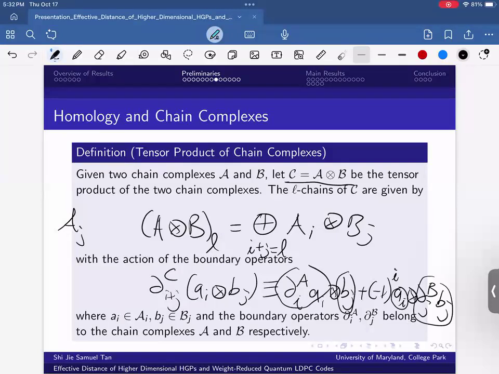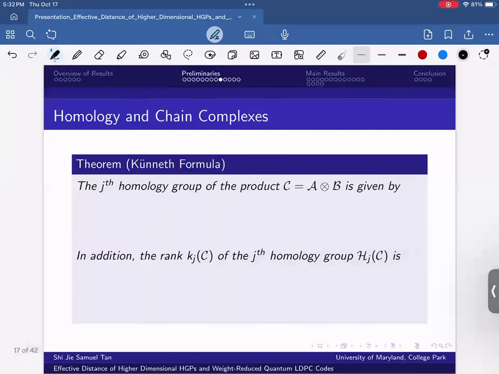So yeah, this is how a new chain complex that emerged from a tensor product of chain complexes will look like. And then, we're approaching the end of the preliminaries, so just bear with me a bit more.